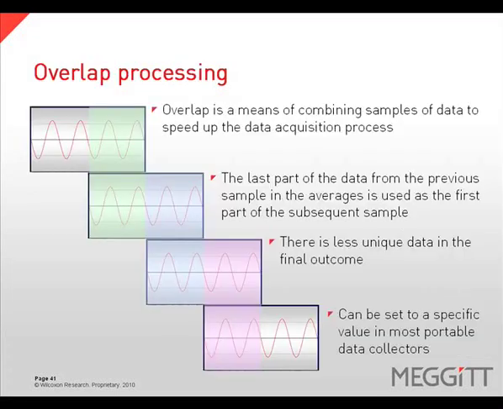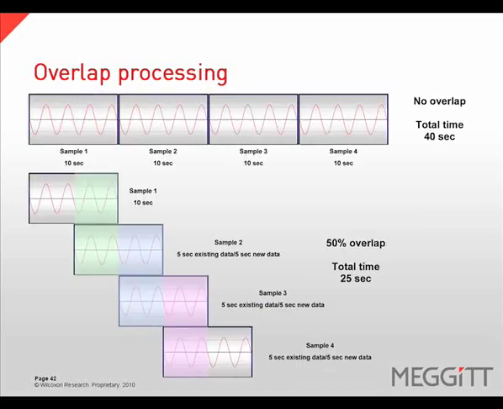Overlap is a means of combining samples of data together to speed up the data acquisition process. To accomplish this, the last part of the data from a previous sample is used as the first part of the next sample. The final outcome is less unique data is being used, but faster data collection times. Many data collectors will allow the user to set the amount of overlap to use.